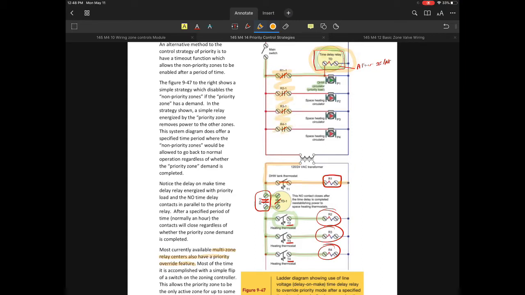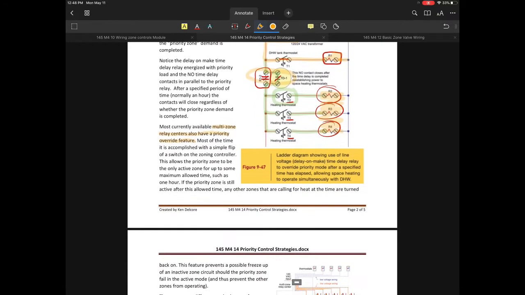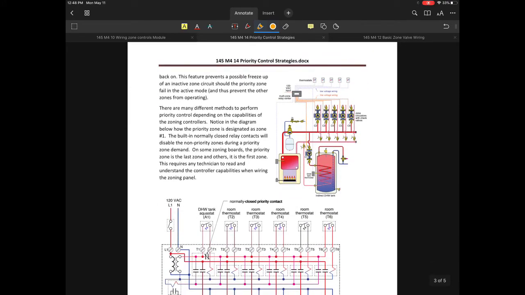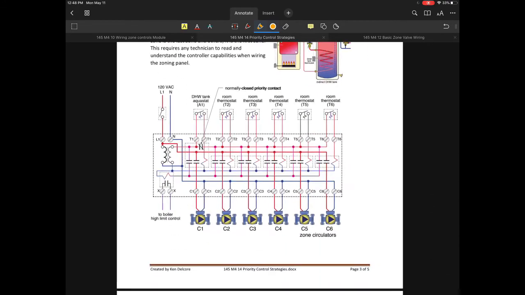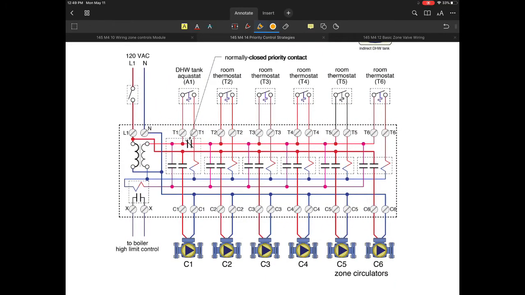They make what we're going to call a multi-zone relay center, and they have a priority override feature built into them. In those types of applications, they're going to include all of these relays: the time delay relay, the R2, 3, and 4 relays, the R1 relay. They're going to include all of those things as well as this part of the circuit function.